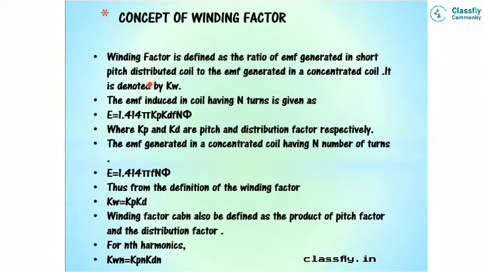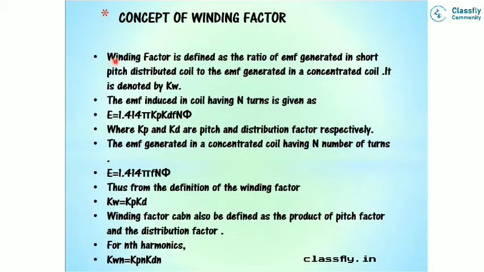So today we will be dealing with the topic concept of winding factor. There will be two winding factors which we will be discussing. One of them is pitch factor, or you can say coil span factor. Another is the distribution factor. First of all we will know what this winding factor means.